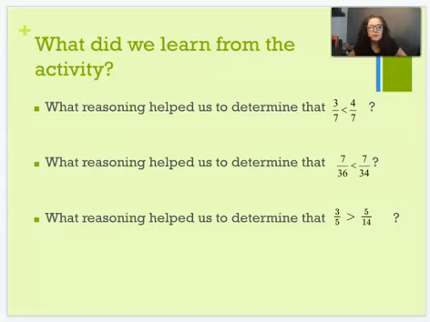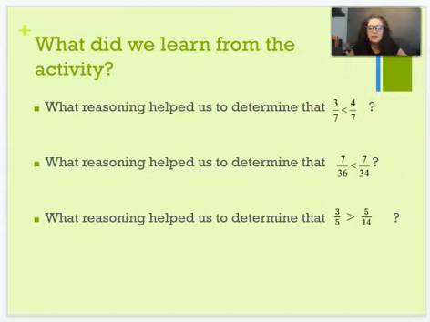So what did we learn from this activity? What reasoning would help you explain that 3/7 is smaller than 4/7? What strategy are you using? Common numerators, common denominators, a benchmark fraction? How about the second one? What reasoning helped you determine that 7/36 is less than 7/34? Since they have common numerators, you do not have to get a common denominator. You can just compare the size of the pieces.